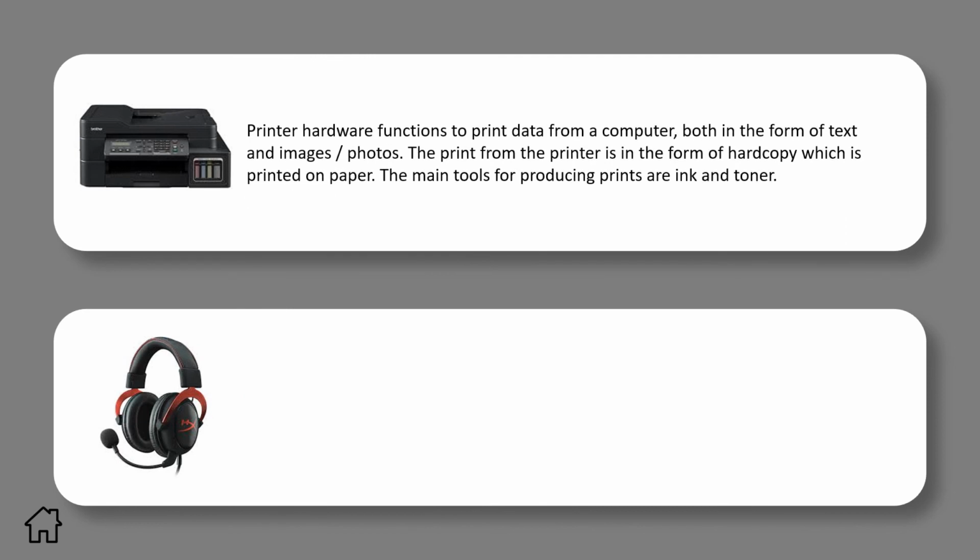Printer hardware functions to print data from a computer, both in the form of text and image or photo. The print from the printer is in the form of hard copy, which is printed on paper. The main materials for producing prints are ink and toner.